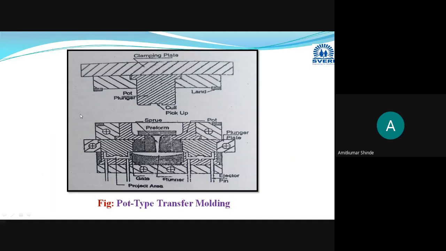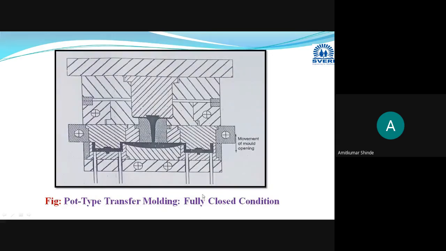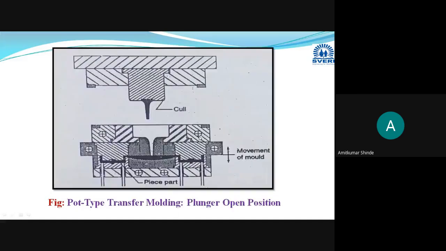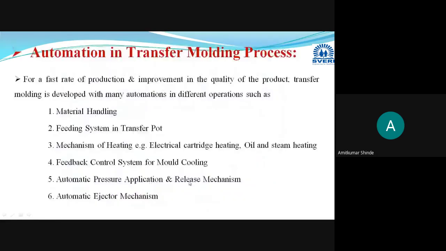Then pot type transfer molding process, different stages. Okay, different stages of the mold position. This is the initial stage. Mold is open. Okay, this is plunger type. Then the pot type, fully closed condition. Then partial open position. Okay, this is plunger open position, you can say that. And this is the fully open position. Here the molded part is separated. Okay, generally it consists of a three plate mold.